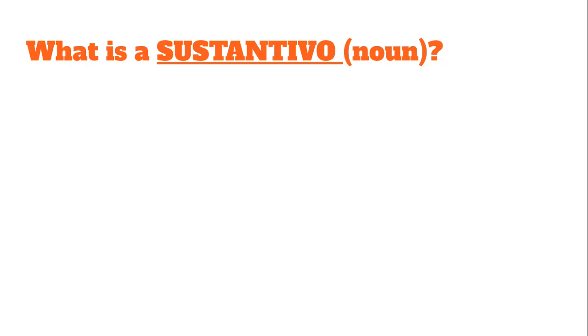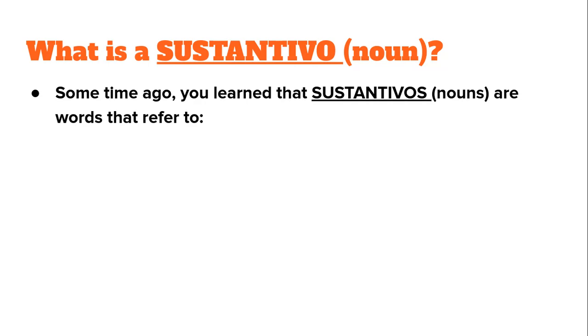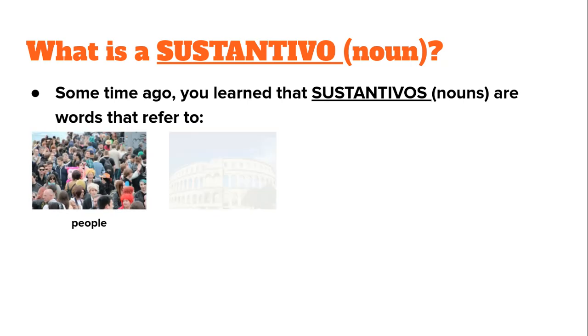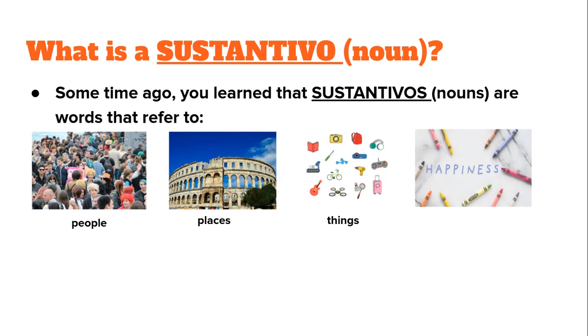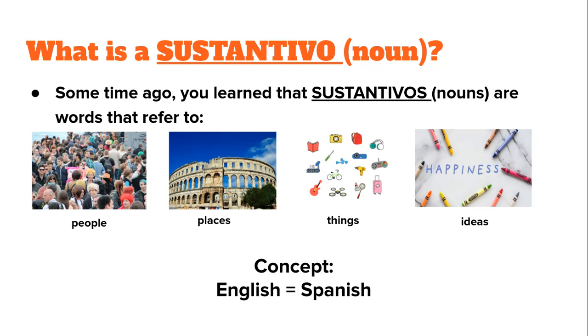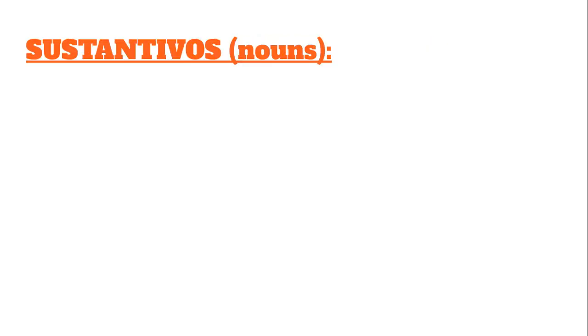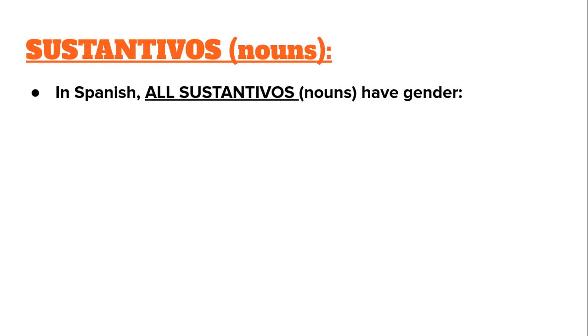Let's begin. First of all, what is a sustantivo or a noun? Well, if you remember some time ago, you learned that sustantivos or nouns are words that refer to people, places, things or objects, and ideas, such as happiness. Well, the concept in English and Spanish is really the same. Sustantivos, in Spanish, all sustantivos have a gender. That's the difference between English and Spanish.